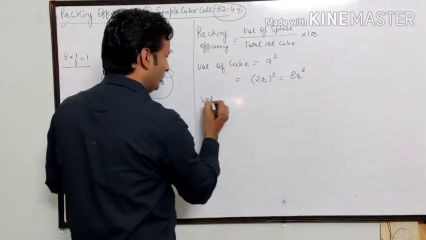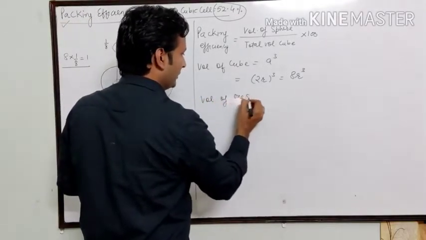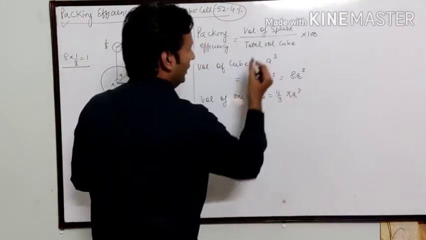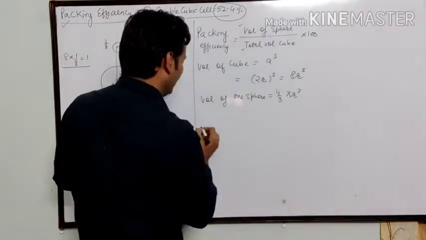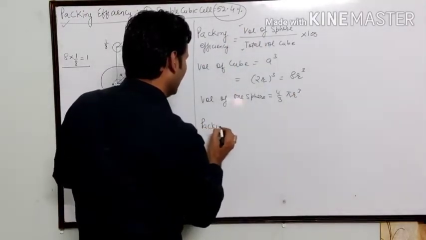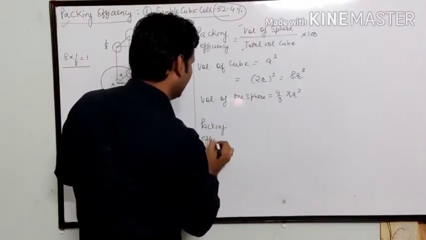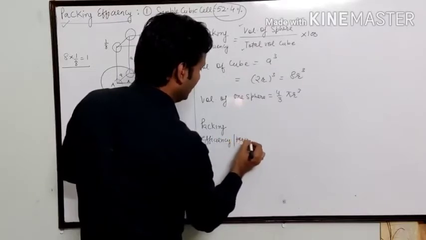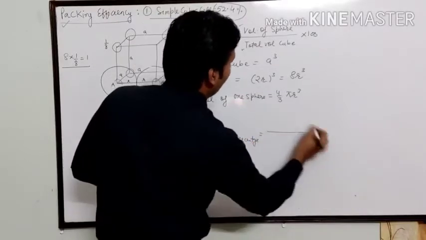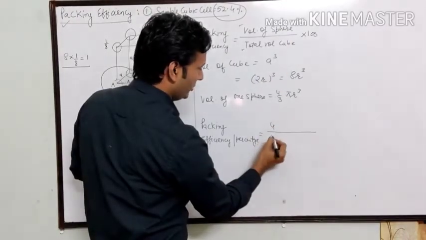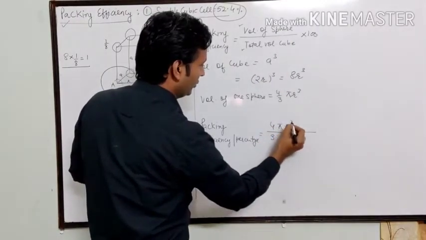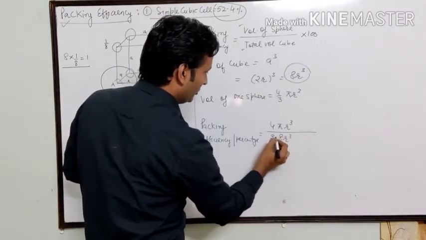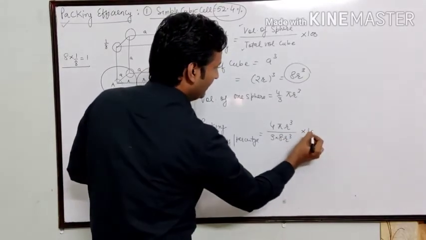Now volume of one sphere, it is 4 by 3 pi R cube. Now I have this value as well as this value. Now what is the packing percentage or packing efficiency? Both are the same thing. You can write it packing efficiency or packing percentage. It is the volume of sphere. Volume of sphere is 4 by 3 pi R cube. And what is the total volume? That is 8 R cube. And now it is multiplied by 100.